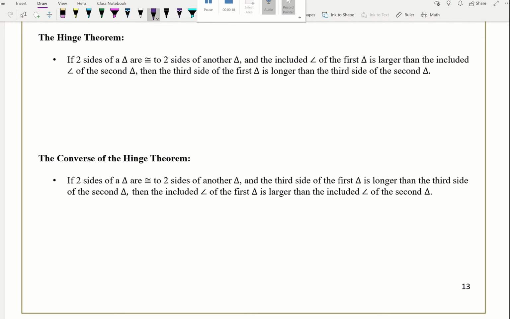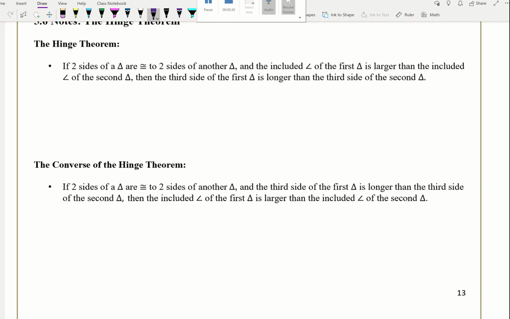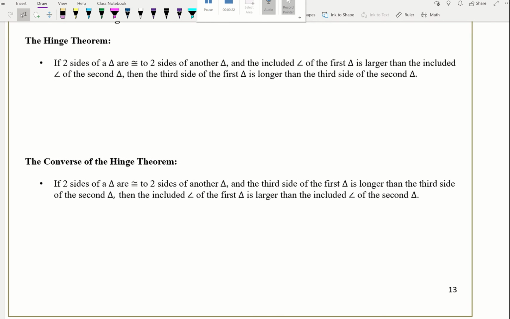The Hinge Theorem tells us that if two sides of a triangle are congruent to two sides of another triangle, and the included angle of the first triangle is larger than the included angle of the second triangle, then the third side of the first triangle is longer than the third side of the second triangle. Hold on, let's just go ahead and draw this out. I think I read it all crazy. I'm losing my voice over here.